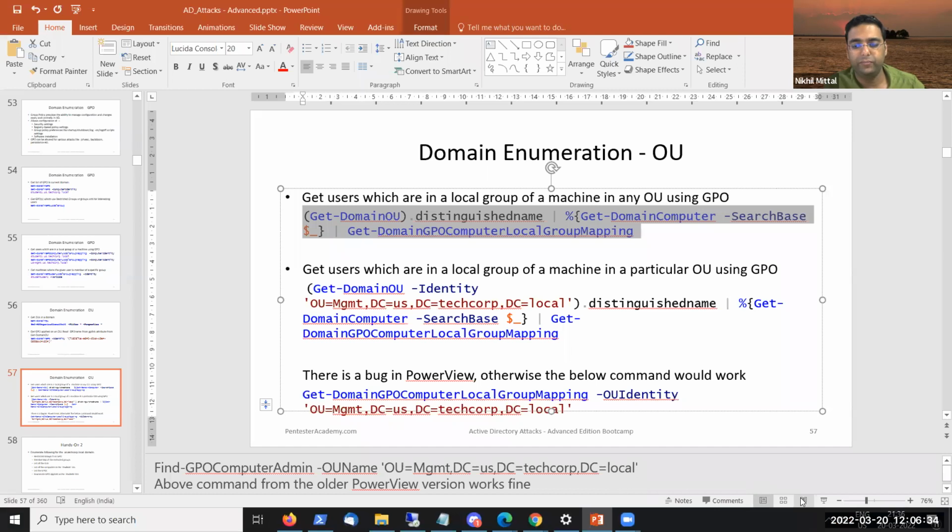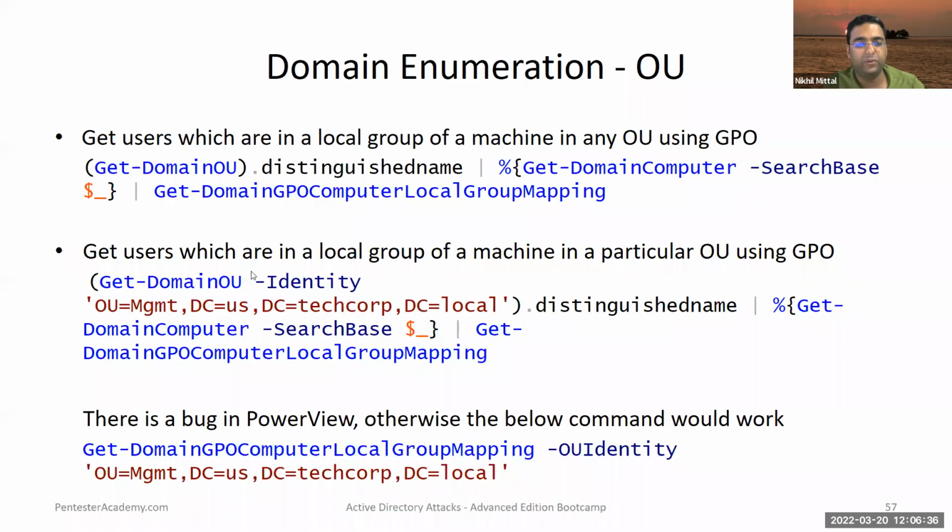All right. We can do that for a specific OU as well. That is, let's say in place of all the OUs, we can specify an OU identity. All right, and this seems to be a bug in PowerView. Otherwise, simply passing the OU identity should work.